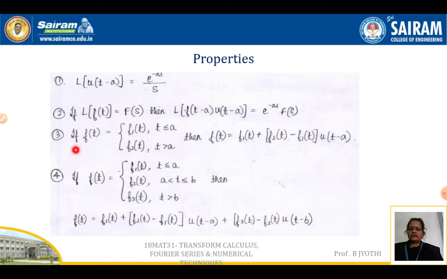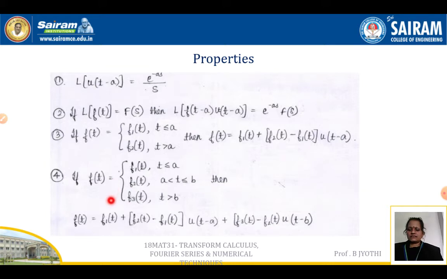Supposing f of t is f1 of t when t is less than or equal to a, and f2 of t when t is greater than a, then f of t can be written as f1 of t plus f2 of t minus f1 of t into u of t minus a.